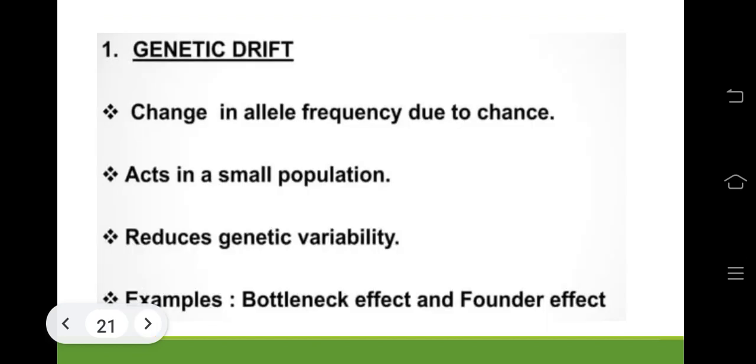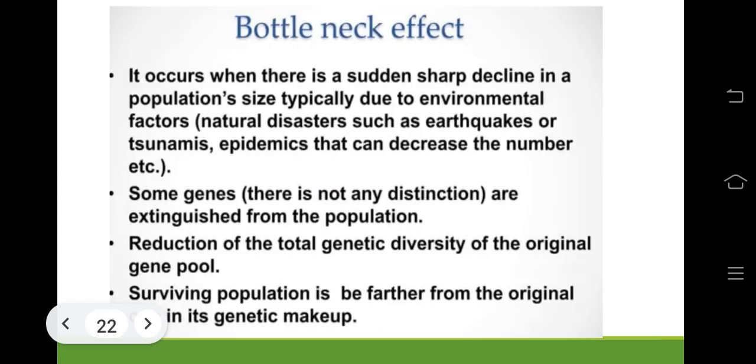Then genetic drift: changes in allele frequencies due to chance, acting in a small population, reduces genetic variability. Examples are the bottleneck effect and the founder effect.